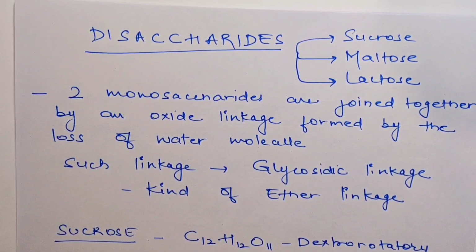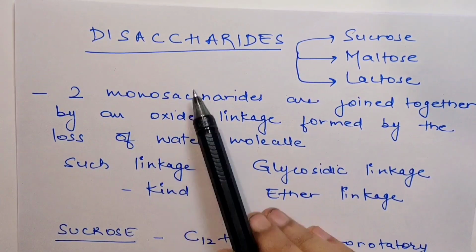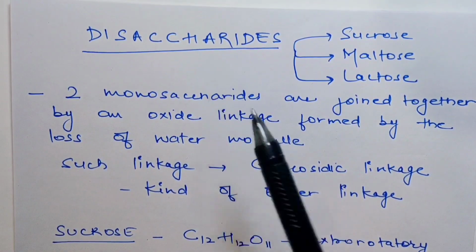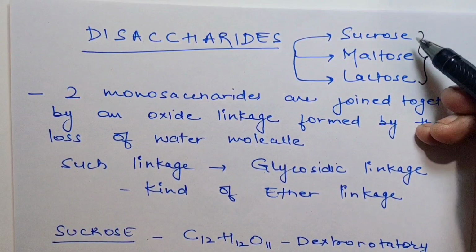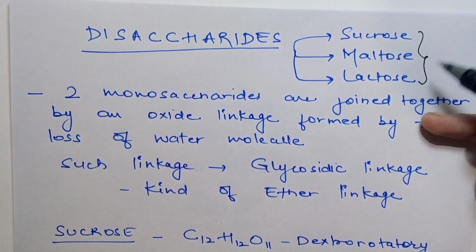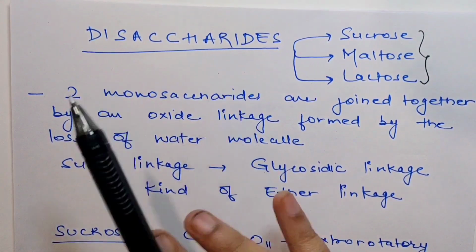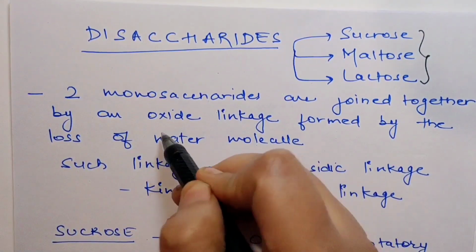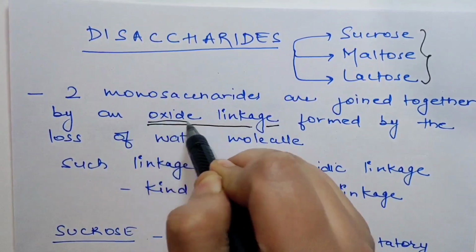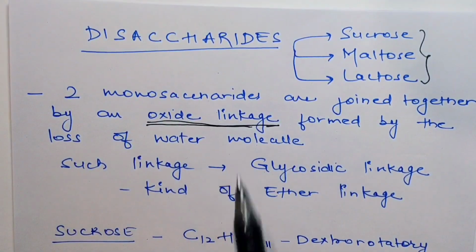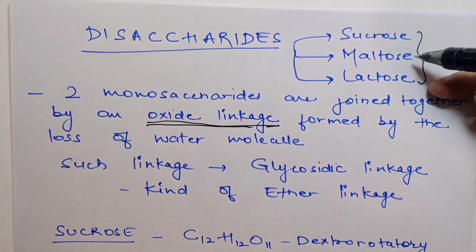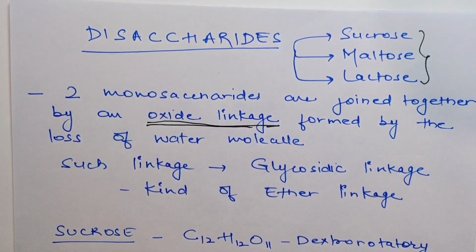Let's now discuss disaccharides. Disaccharides, as the name suggests, have 2 monosaccharides linked together. There are 3 disaccharides in your syllabus: sucrose, maltose, and lactose. Definition of disaccharides, very easy. It has 2 monosaccharides which are joined by an oxide linkage formed by the loss of a water molecule. Now, the good thing here is that in boards, the structures of sucrose, maltose, and lactose have never been asked.